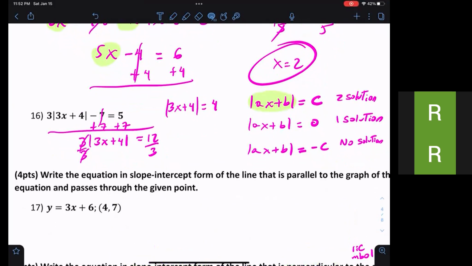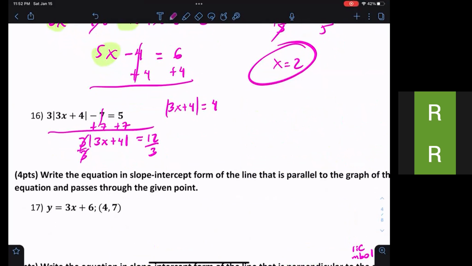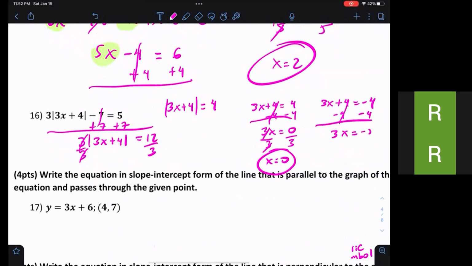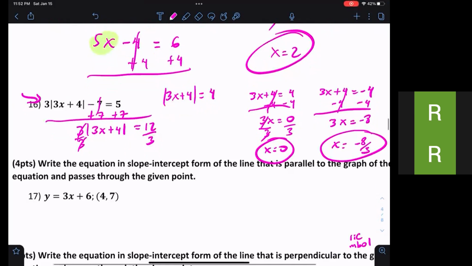So let me do that here. You don't need this anymore. You know what it is already. So this is 3x plus 4 equals 4. 3x plus 4 equals negative 4. And solve for x, right? So negative 4 on both sides. You know that this is going to be 0 here. And divide by 3, you get 0 anyway. And then here we do negative 4 on both sides. 3x equals negative 8. Divide by 3, you get negative 8 over 3. So these are your 2 solutions for this problem, right? That's it. And you can check if you want after that in the original absolute value equation. Next.